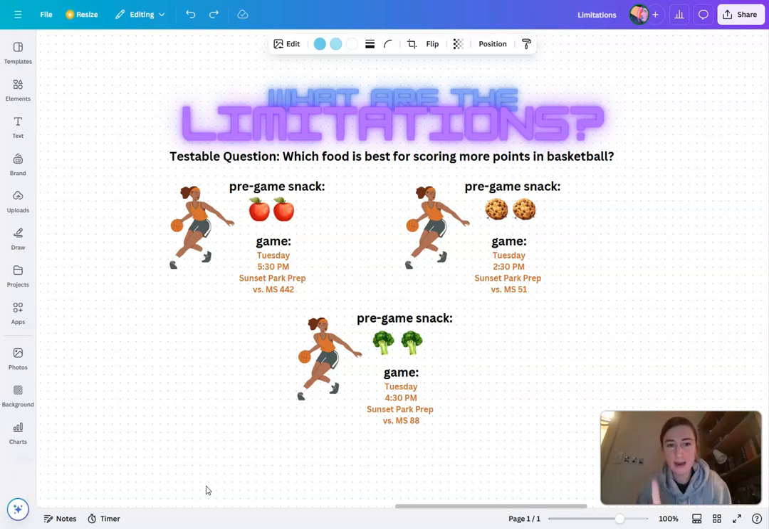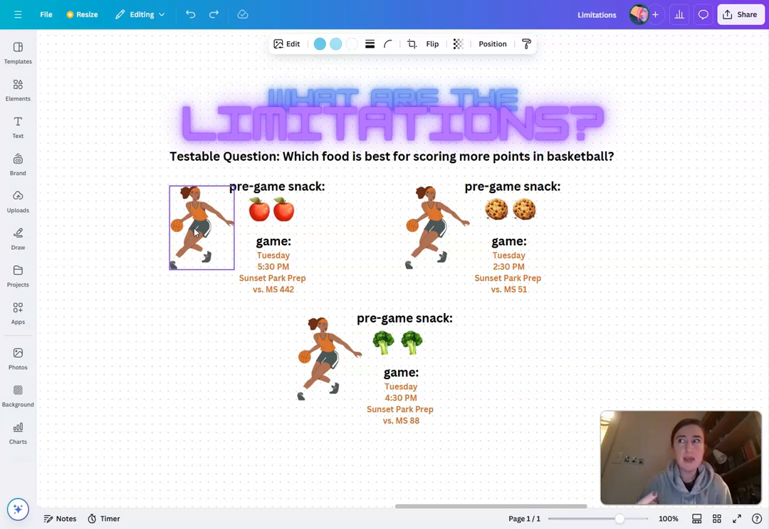Okay, let's talk about it. So we have our pregame snack, which is the foods. We're testing out which food is best, okay? So we're going to switch out the food and see which one's best in which game does she score the most points?